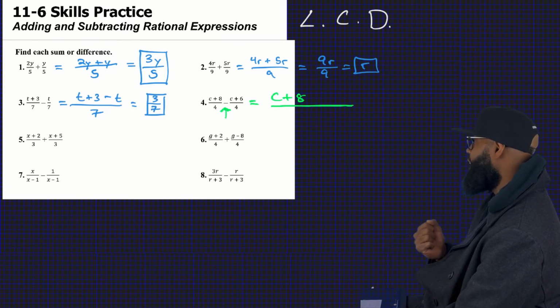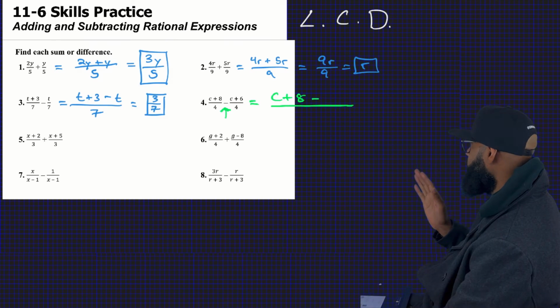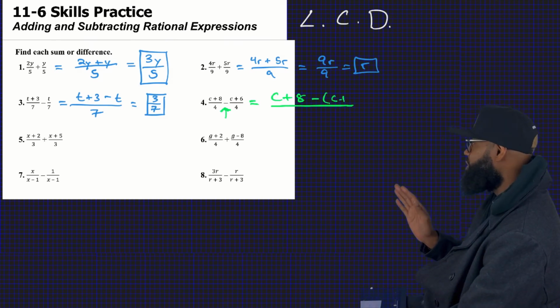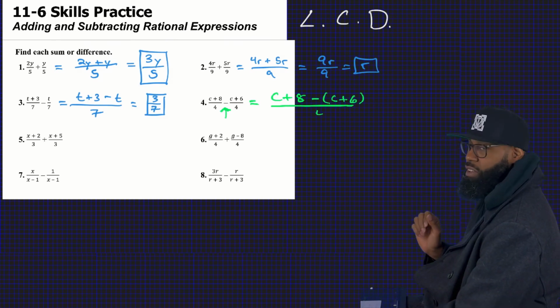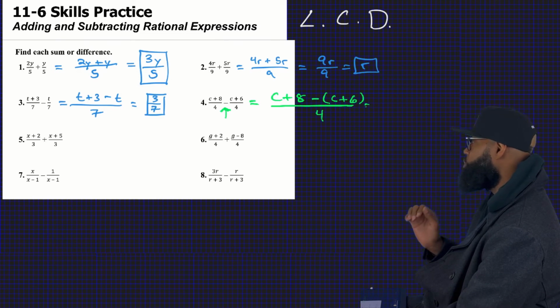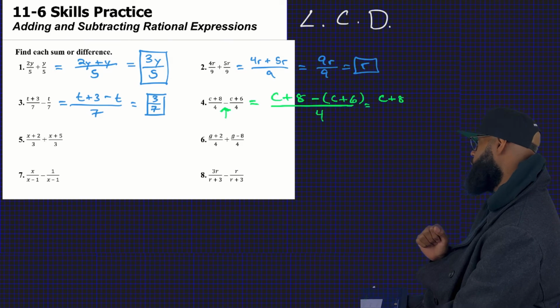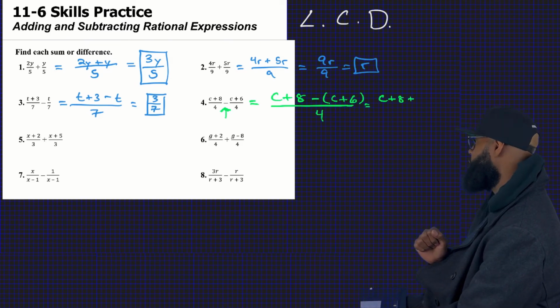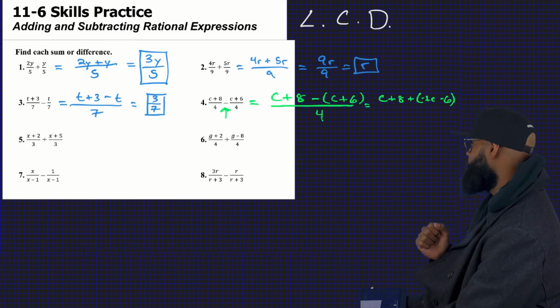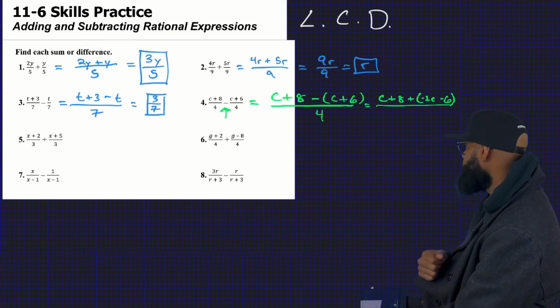Now here's my negative that I need to distribute. Already you can kind of see the minus c plus 6 divided by 4. So same denominator, so distribute the negative to the c and the negative to the 6. And let's get it written out correctly. C plus 8 minus c, or plus a negative c, plus a negative 6. Ooh, negative 1c. I like it. Invisible 1, we got it, right?